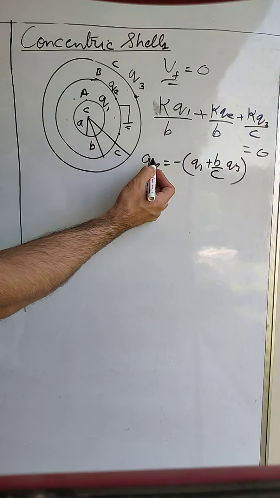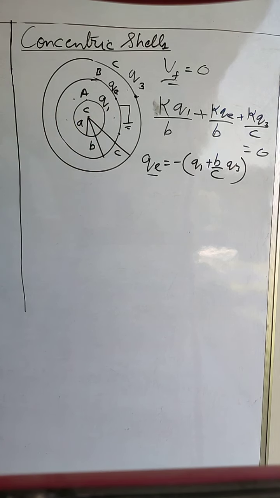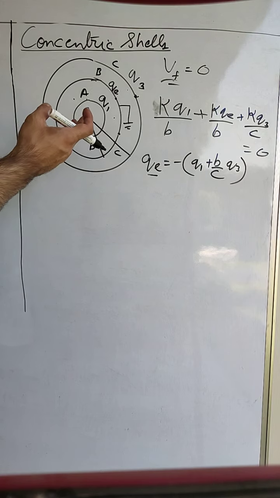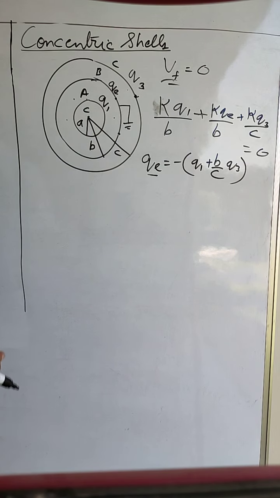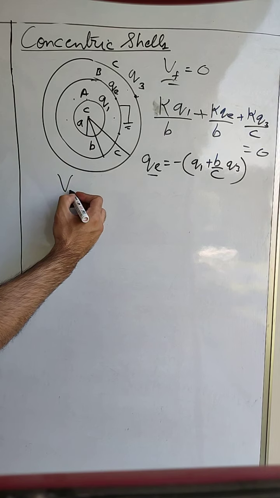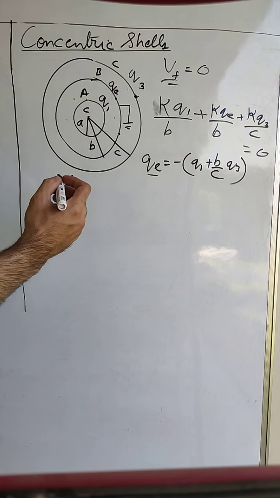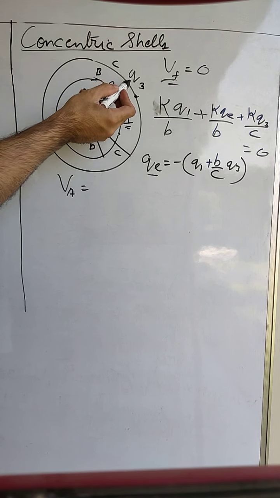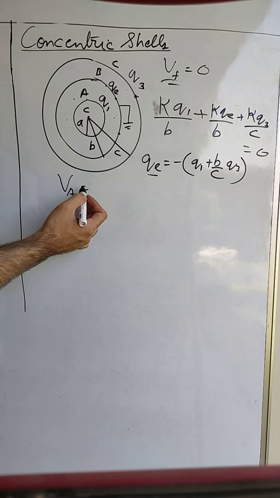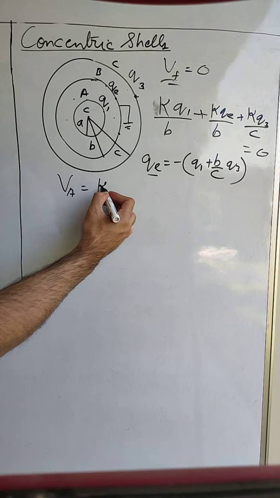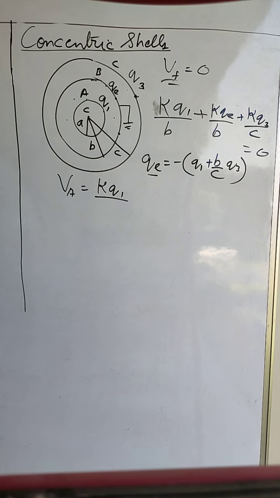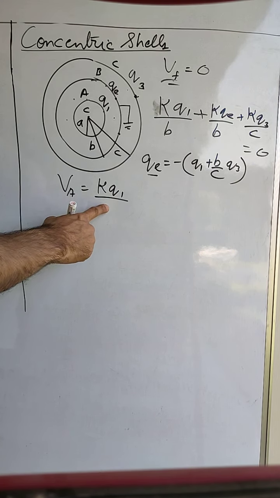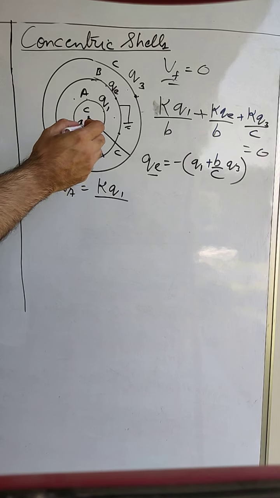So this is how we can find the charge required on the middle shell to make the potential of the shell equal to 0. Now if the question asks what is the final potential on each of the shells, that also we can find out. Potential on A, the innermost shell, will be because of its own charge, because of the charge on B and because of the charge on C. So because of its own charge, KQ1 divided by, now what will be the distance here?